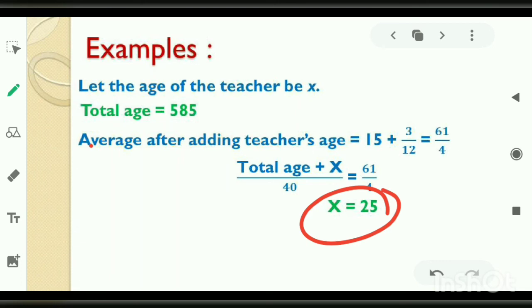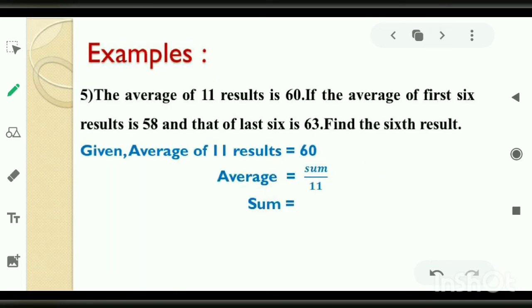Good. Whatever question is given to you, read it one more time. If you feel the question is difficult, read it one more time. Try to visualize the scenario given in your question. Then it will be very easy for you to solve the question. Good. Let's solve the last example problem of this session.